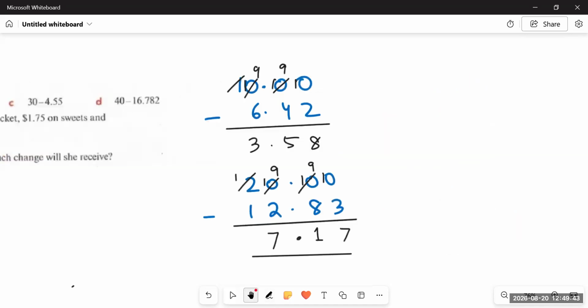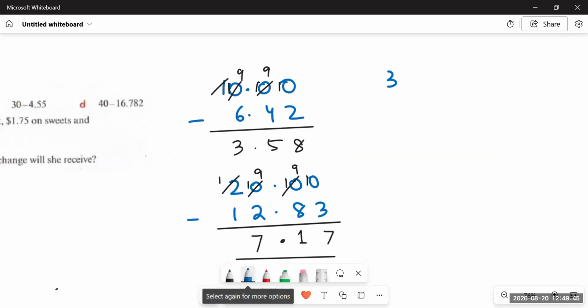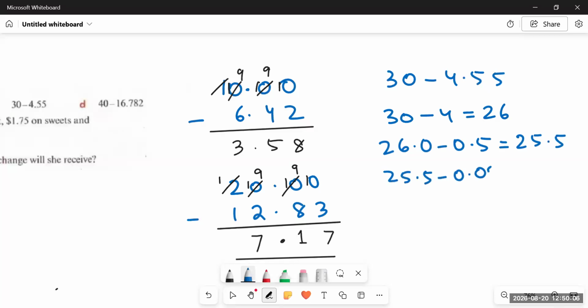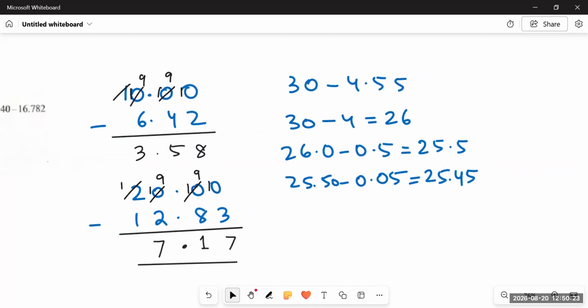Now let's talk about Arun's method. So we have 30 minus 4.55. What we will do first, 30 minus 4, that's 26. Then we will take 26.0 minus 0.5. So we will get 260 minus 5. So that's 255, that is 25.5. Then 25.5 minus 0.05. So let's take 25.50. So it's just like 2550 minus 5. So that's 2545, 25.45. And that's all. Then we have 40 minus 16.782.